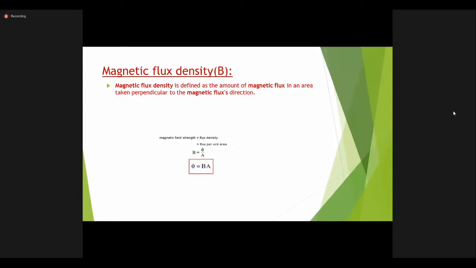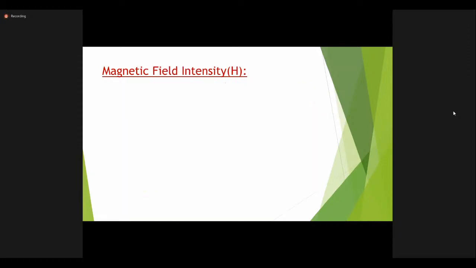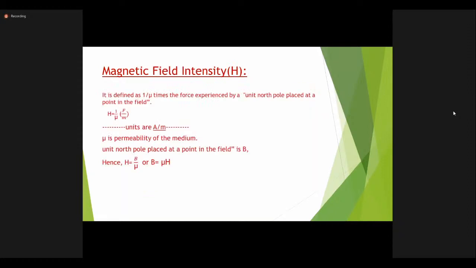B equal to phi by A. Phi is the magnetic flux, A is the area. So units will be Webers per meter square. Webers per meter square is also called Tesla. And the other CGS system of units is Gauss. 10 to the power of 4 Gauss will be equal to 1 Tesla. Next, magnetic field intensity H.